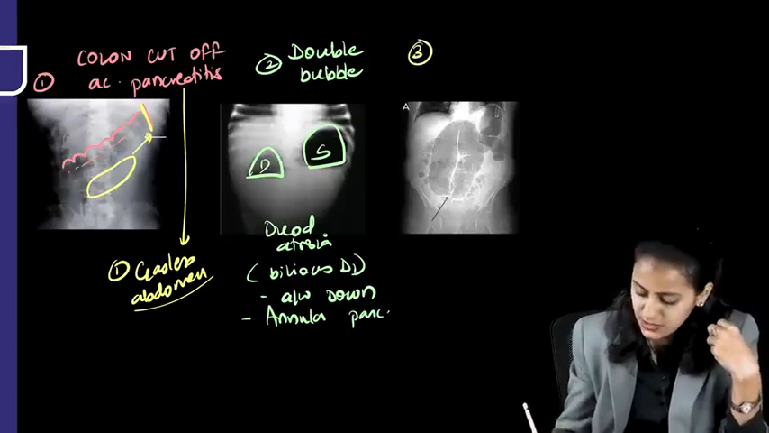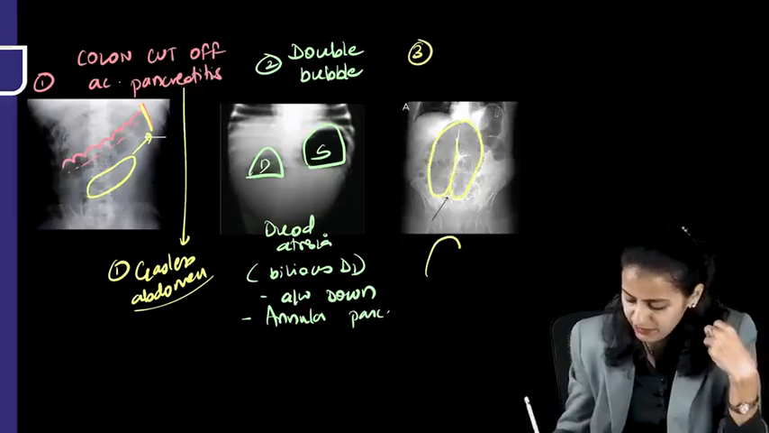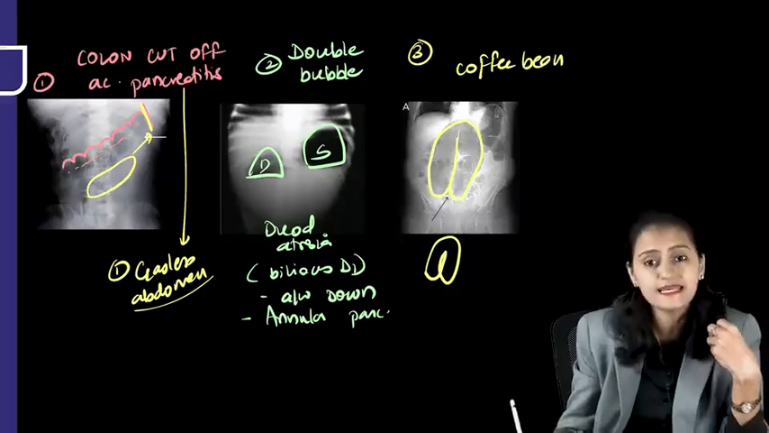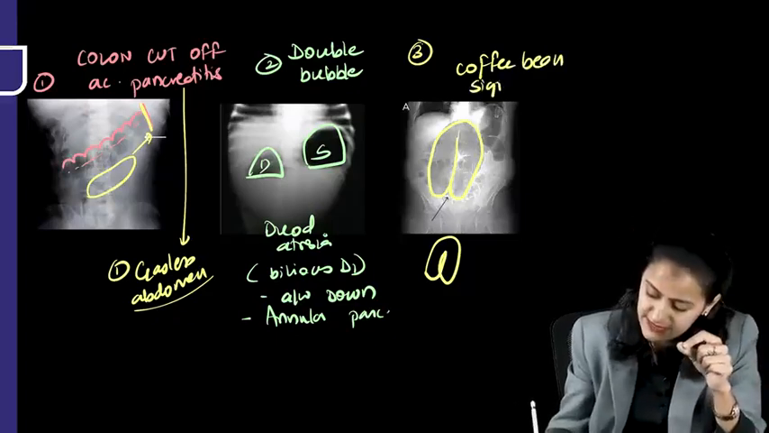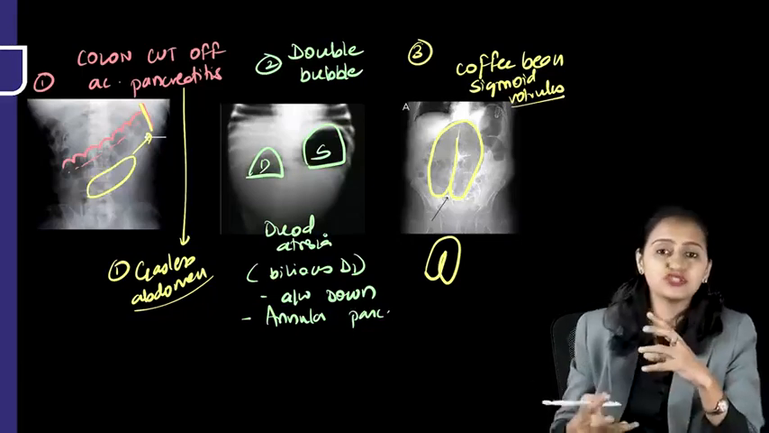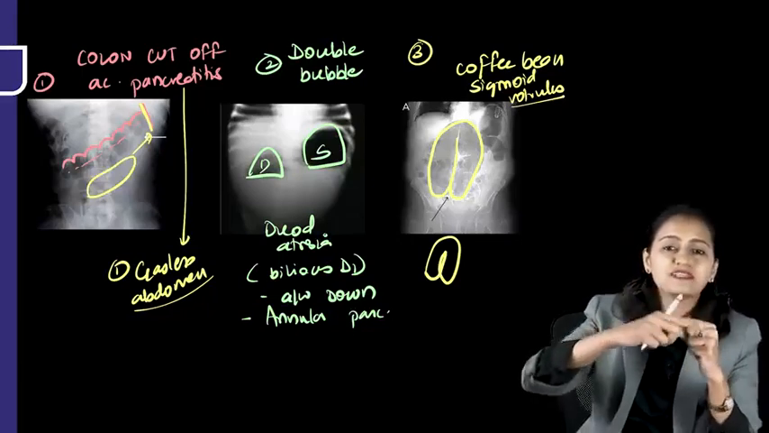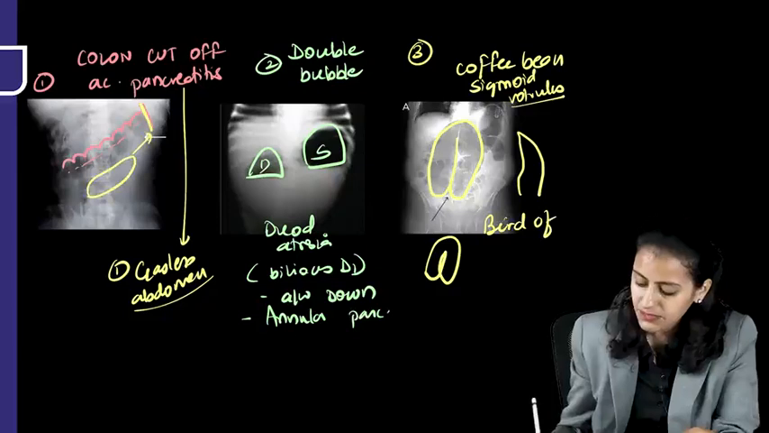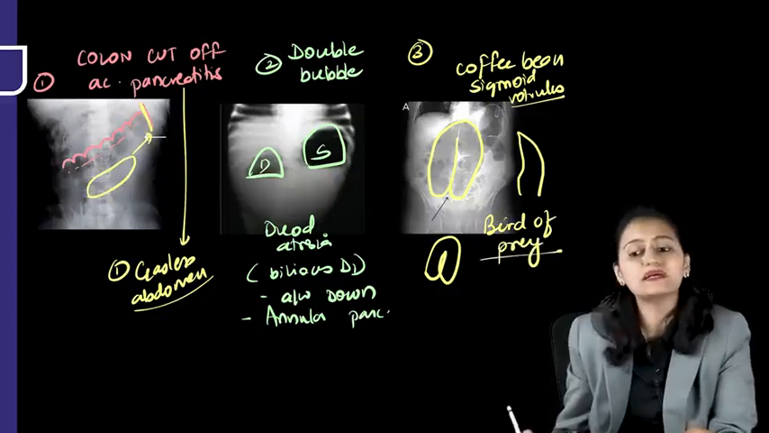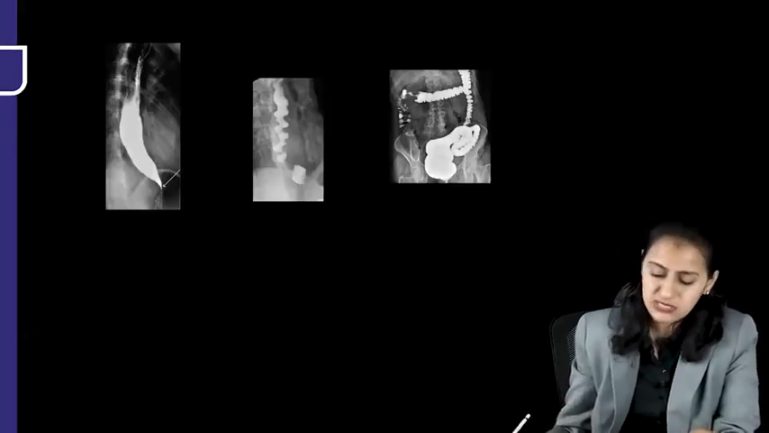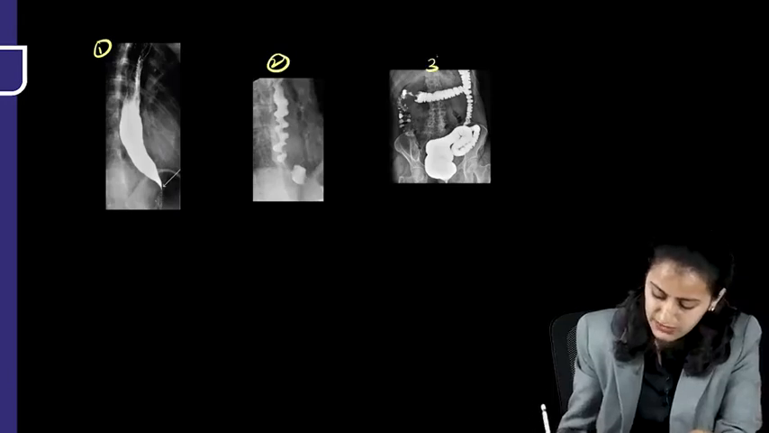Next important image here, look at this coffee bean sign. Where do you see the coffee bean sign? The coffee bean sign is seen in sigmoid volvulus. In barium enema, what does sigmoid volvulus show? The barium going up reaches the point of volvulus and cannot go beyond. So the barium gives this pointed appearance, which is called the bird of prey appearance or the bird beak appearance on barium enema. Next, coming to some important barium images: image 1, image 2 and image 3.